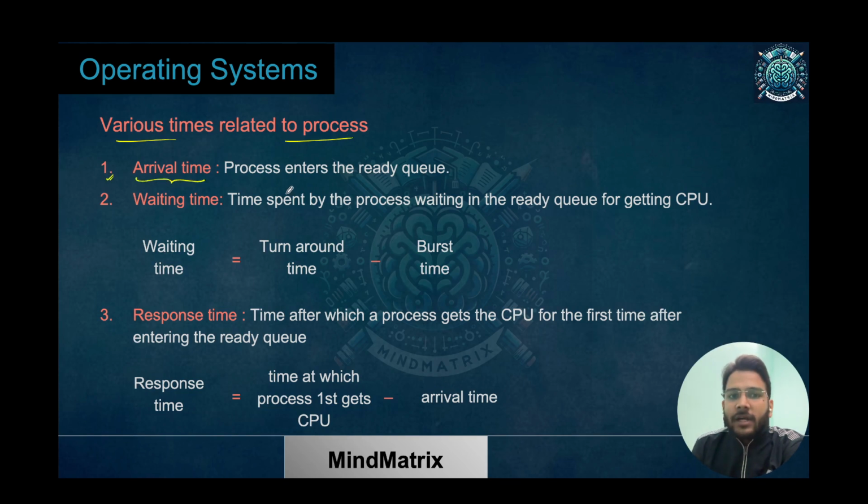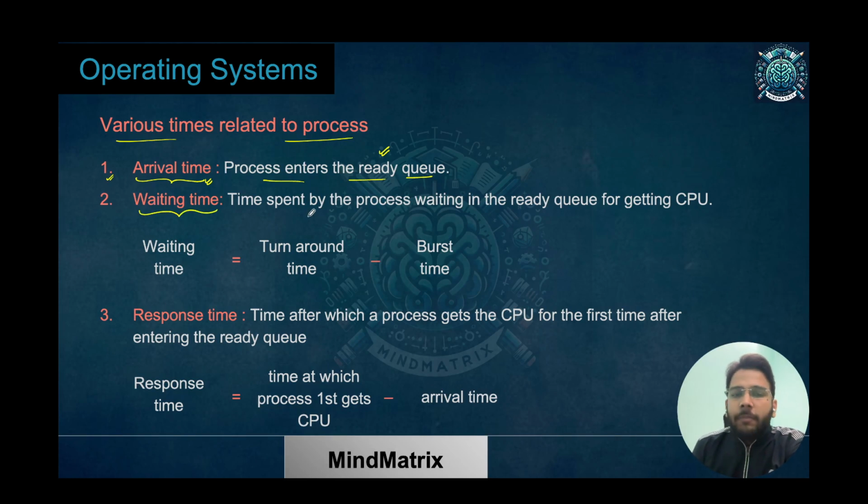Now what is arrival time? When the process enters the ready queue. In the last lecture we talked about the process state diagram. There we have the new state, ready state, run, terminate, wait or block. So many states are there. When your process enters the ready queue, then the arrival time starts. Whenever your long-term scheduler shifts the process from the new state to the ready state, then the arrival time starts. So this is the arrival time.